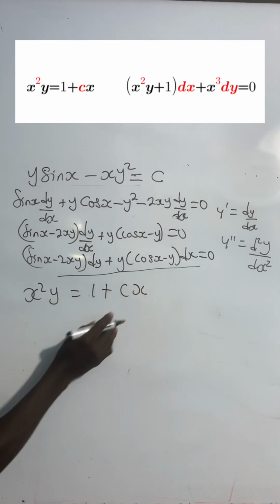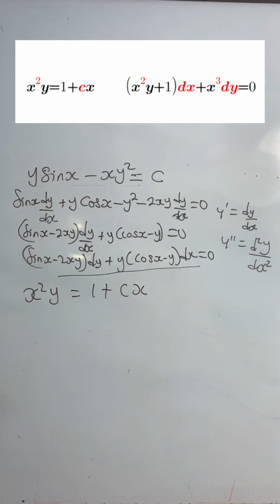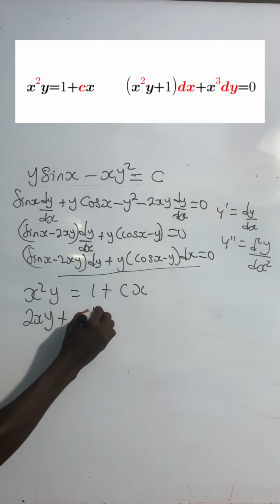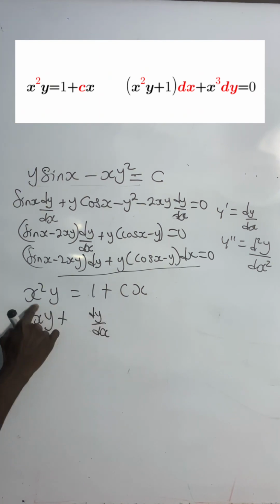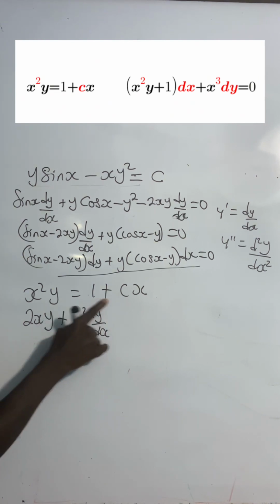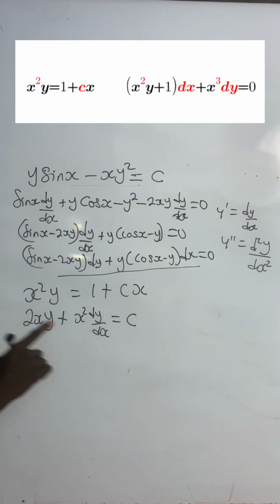Next, we show that x squared y equals 1 plus cx is a solution to the differential equation (x squared y plus 1) dx plus x cubed dy equals 0. So here we use implicit differentiation. If we differentiate x squared, we get 2x times y gives 2xy. If we differentiate y, we get dy/dx, then we multiply it by x squared to get x squared dy/dx. Remember, we use the product rule. Here, if we differentiate 1, it is 0. If we differentiate cx with respect to x, we get c as a constant.